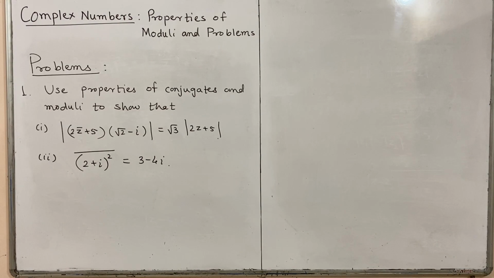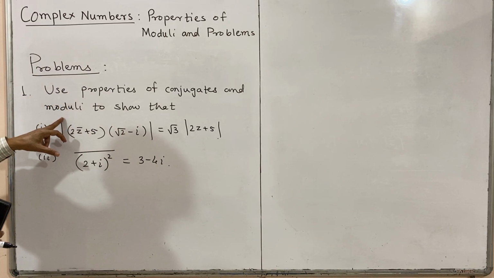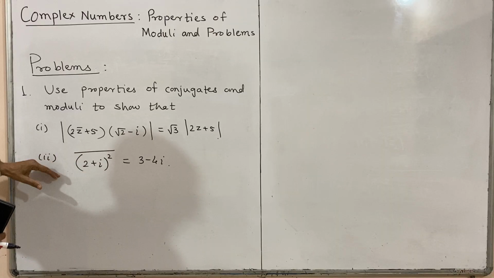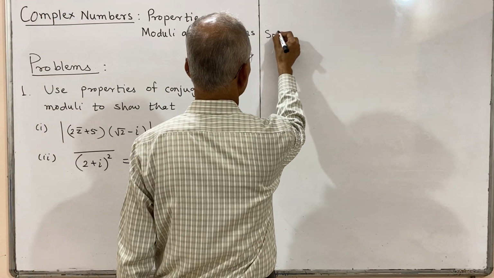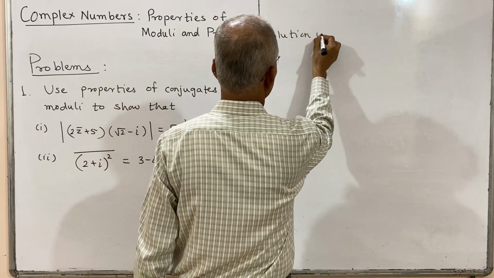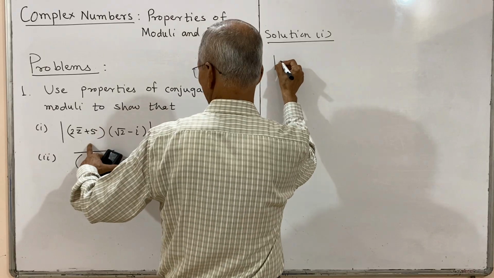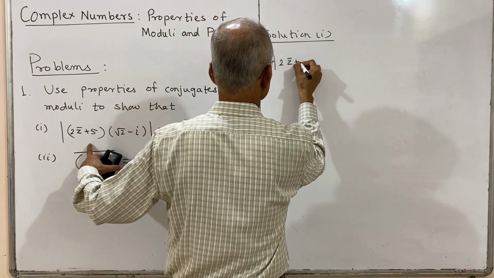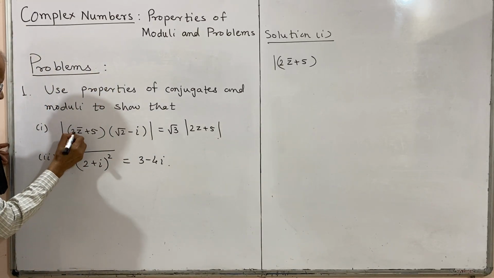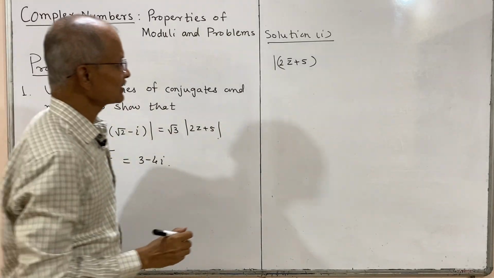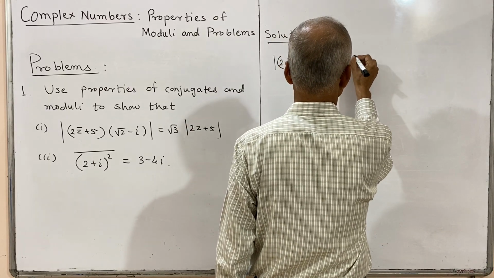Now we shall solve some problems. I have written the first problem here. Use properties of conjugates and moduli to show these two results. Now we shall first solve the first problem, and here we have the left side is 2z bar plus 5. Please distinguish between 2 and z. 2z bar plus 5 into under root of 2 minus i.